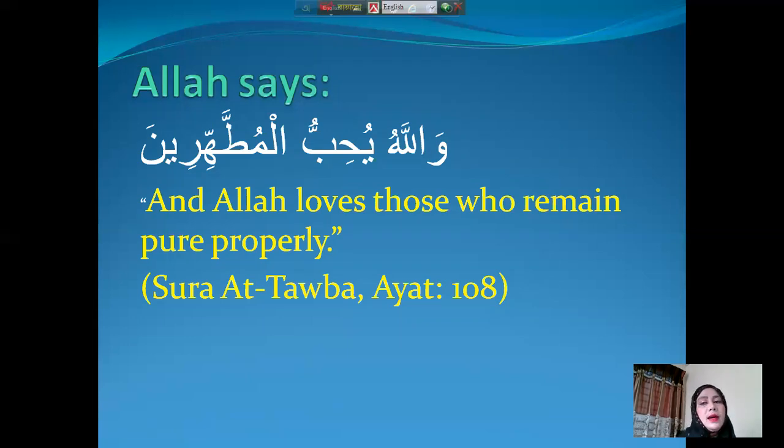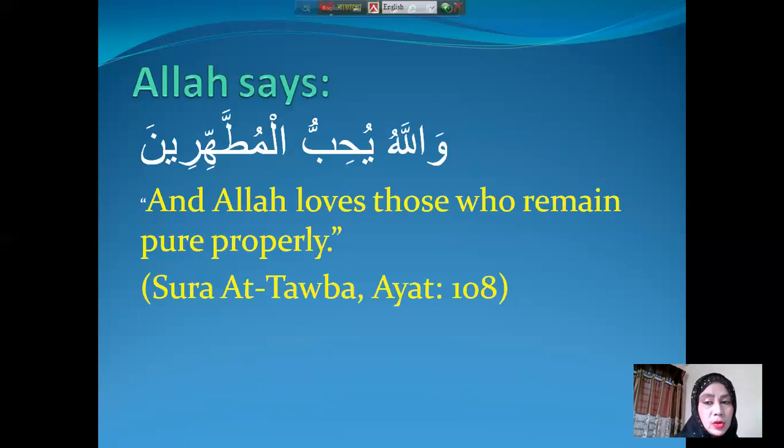You see what Allah is saying about holiness. Allah is saying, Wallahu yuhibbul muttaqin, and its English meaning is, Allah loves those who remain pure properly. Surah Tawbah, ayat 108. You know that all the rules and regulations in Islam which we are observing, we are getting from Allah subhanahu wa ta'ala, and the Quran is the main source of our Islamic rules and regulations.